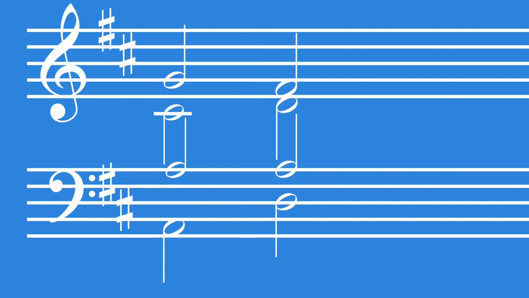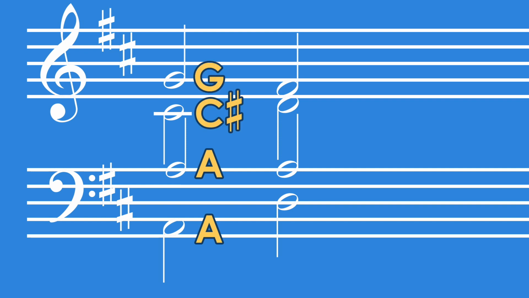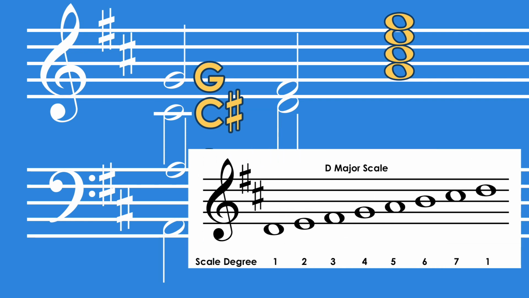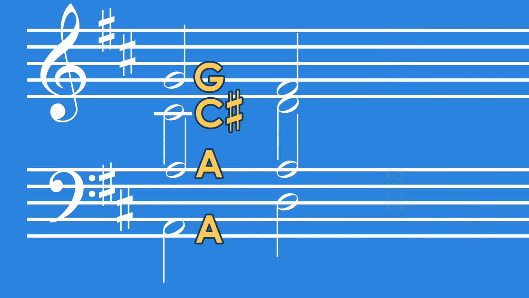Okay, so let's break it down to see what makes this an imperfect authentic cadence. In the first chord, we have A, C sharp, G. If we stack these up into thirds to see what kind of chord it is, we have A, C sharp, an implied E, and G. Where does this fall on the D major scale? On the 5th scale degree of A. So this is a 5-7 chord in the key of D major. The A is in the bass of this chord, so we can say it's in root position.